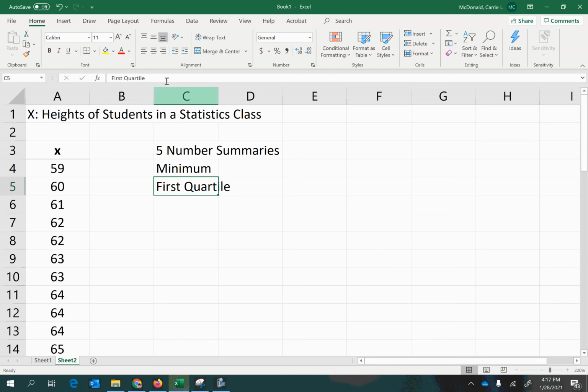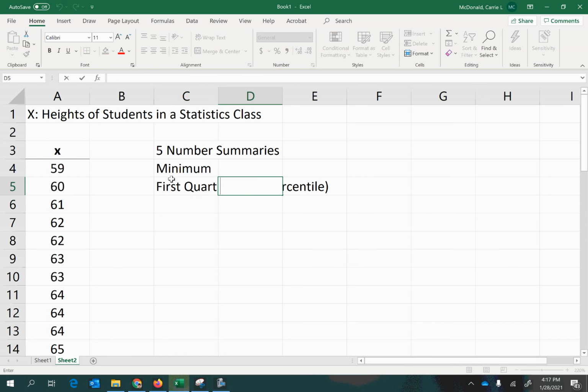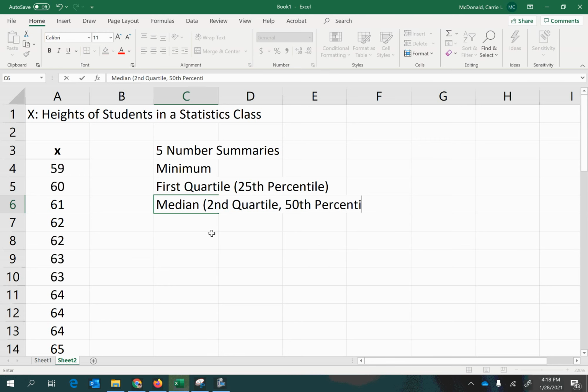and the first quartile is also known as the 50th percentile. So, I meant to say 25th percentile, forgive me. Remember, a quarter is 25%. So a quartile divides the lower 25%, and that's the same thing as a 25th percentile. Then we have the median, which is also the second quartile, and it's also known as the 50th percentile. So 2 quarters is 50%. So the median divides half of the values from each other.